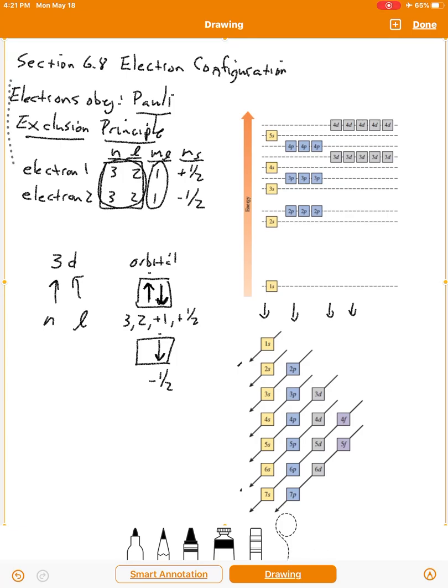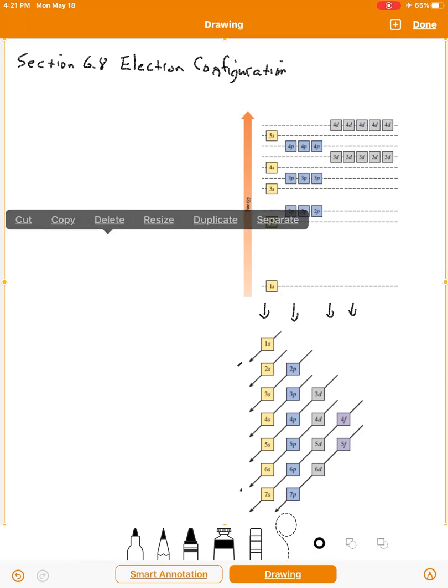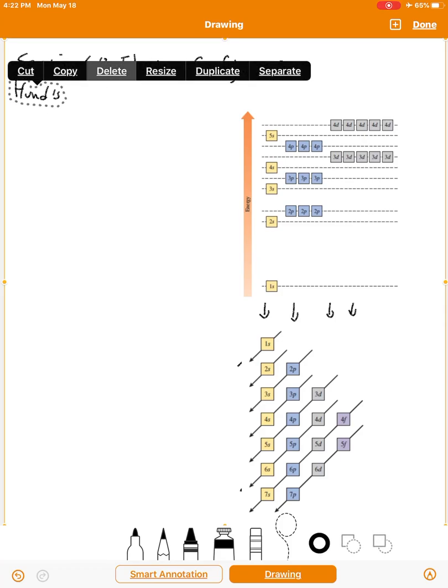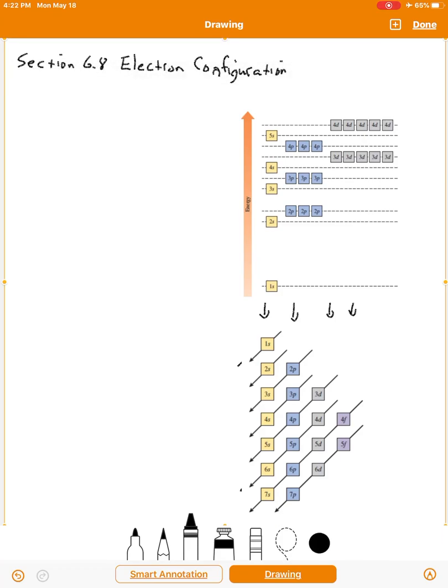Okay? Pauli exclusion principle. Now, there's another rule, experimental observation, which is called Hund's rule. I'm sorry, my apologies. The Aufbau principle.